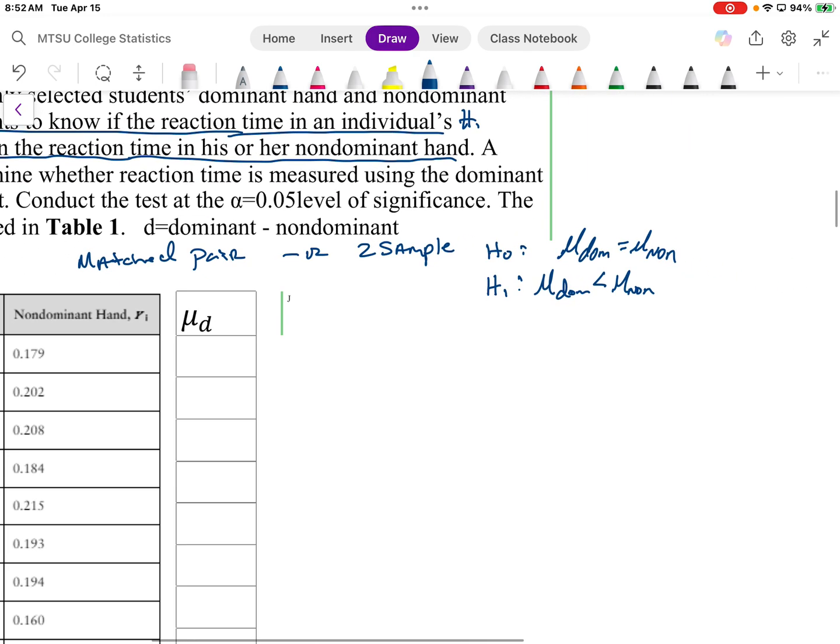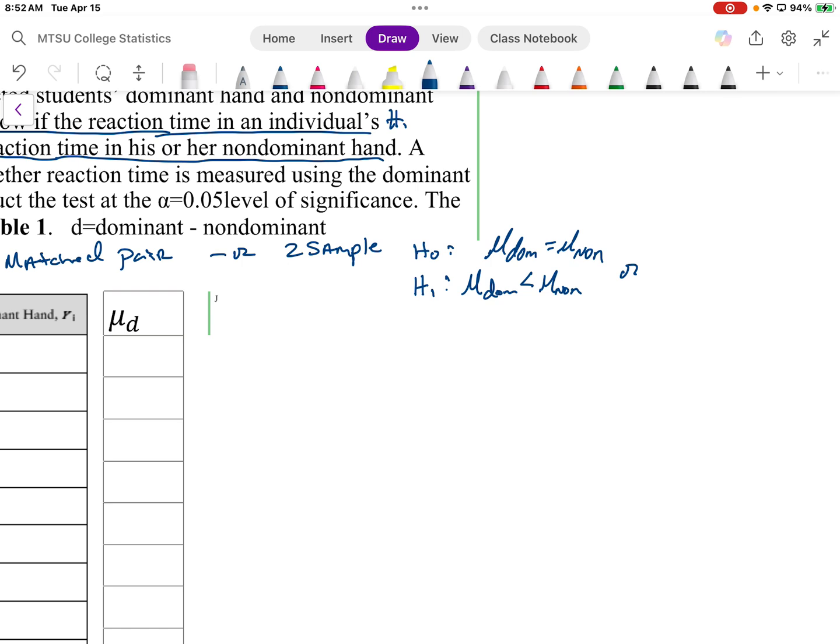And again, that's one way you can write your hypotheses. We can also write them as mu dom minus mu non-dom equal to 0. So we subtract the non-dominant over. And then in this case, mu dom minus mu non for the alternative is less than 0. So those are the two different ways we can write our hypothesis statements.